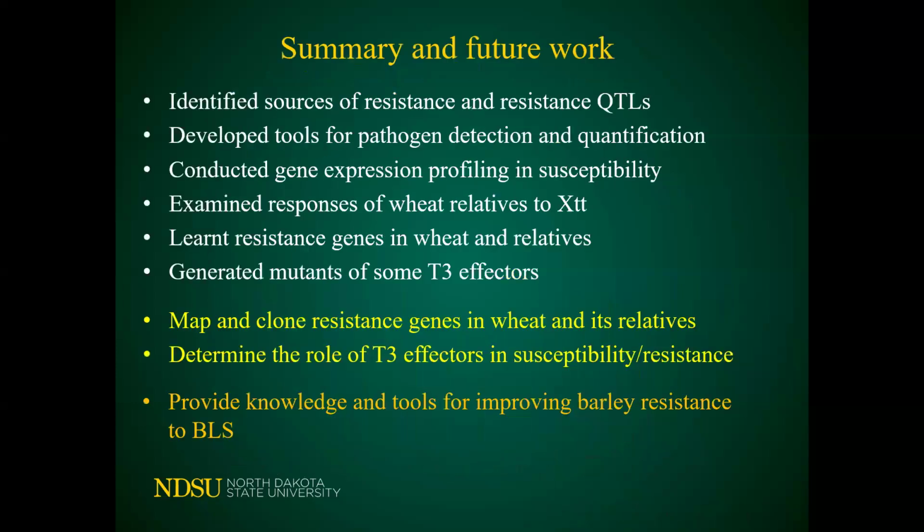Okay, just to summarize, we found some resistance, did some RNA sequencing, and found some wheat relatives susceptible to XTT. The next step, I think, is to map and try to clone those resistance genes in the wheat and determine the effectors that play a role in the disease. And I think our research tries to provide knowledge and tools for improving barley resistance to the BLS. Okay, thank you for your attention.